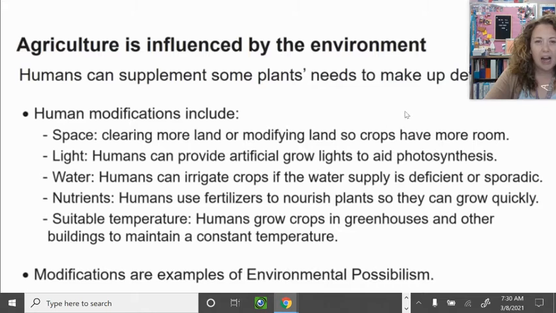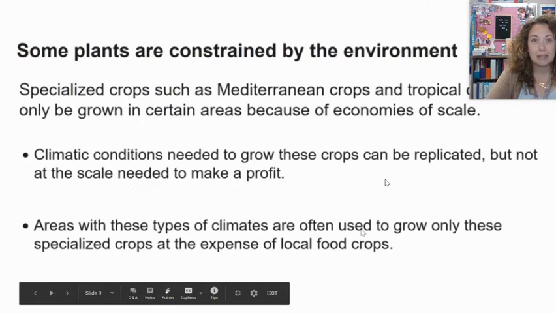Human modifications. We have learned to clear the land. We have artificial grow lamps. We can irrigate water to where water wasn't before. We can use artificial fertilizer or pesticides to keep the pests away. We can heat things or cool things. Remember, going way back to Unit 1, this idea of possibilism and environmental determinism. This is certainly possibilism. Anything is possible if you're a human, so we can make technology to grow things that we usually couldn't grow in certain places.